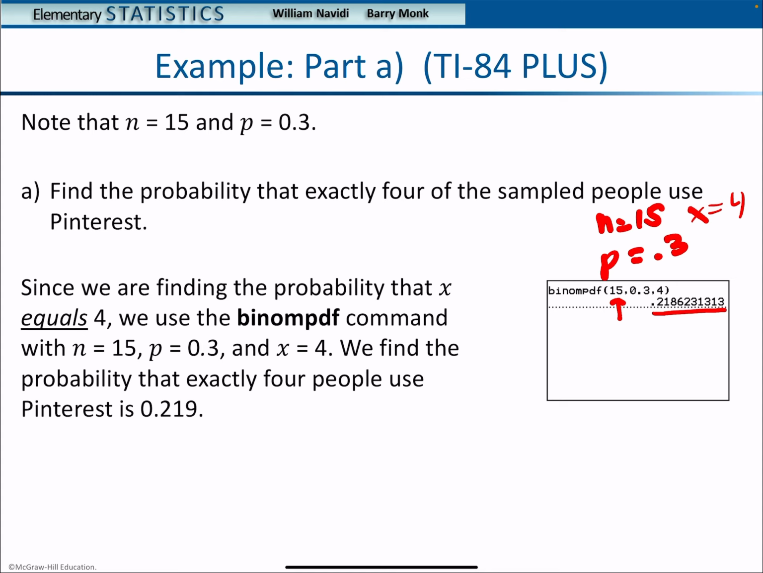Okay, so that's that. This is to find the probability X equals 4. So again, X equals 4, we're going to use binom PDF, and then you have 15, 0.3, and then 4. Let me go ahead and show you on the calculator.